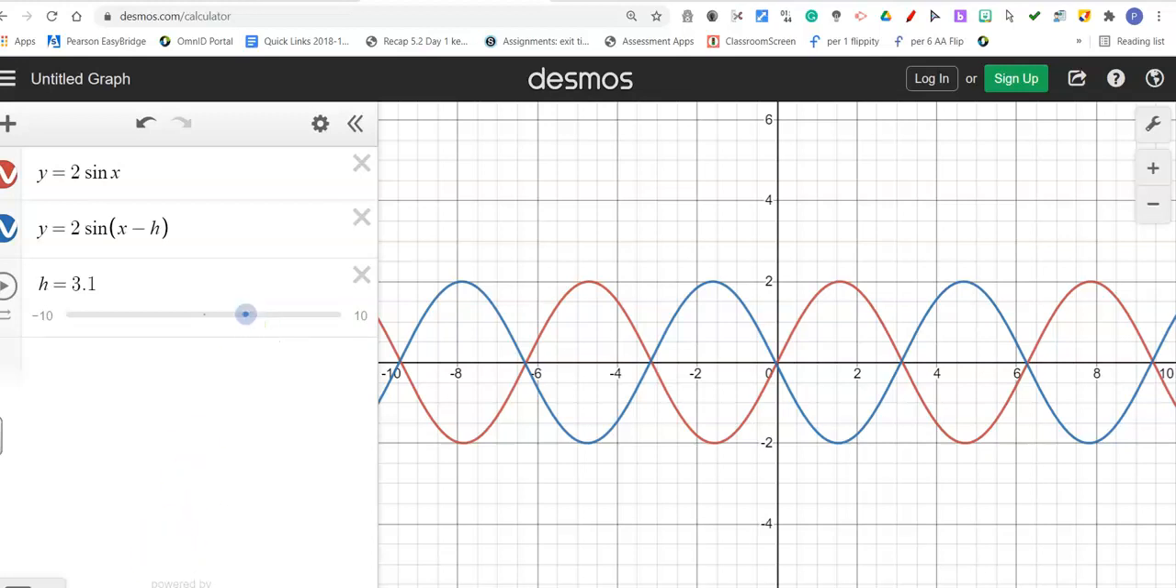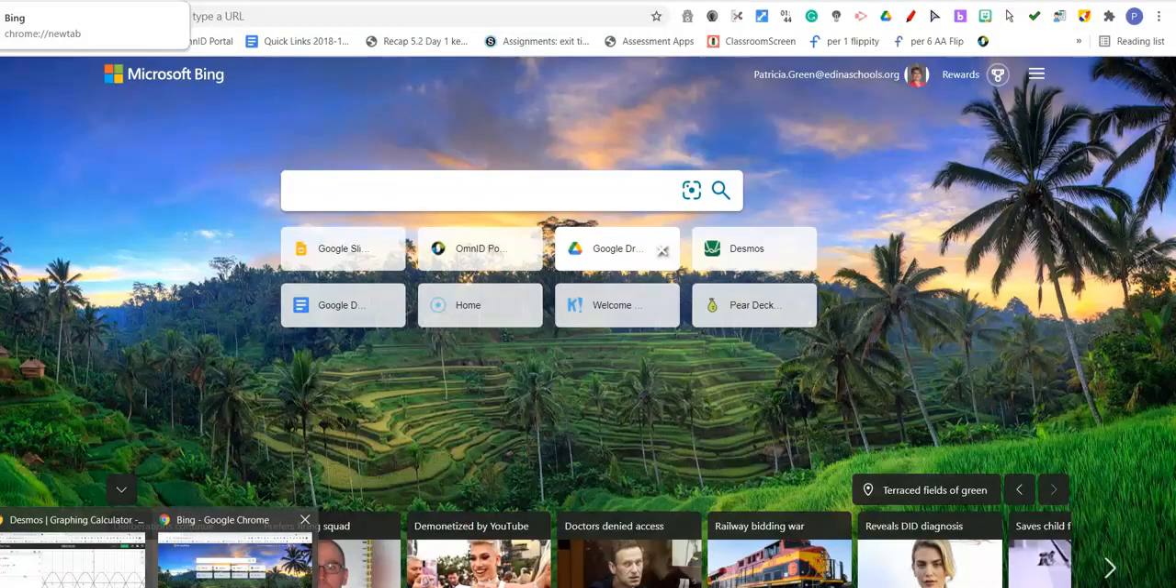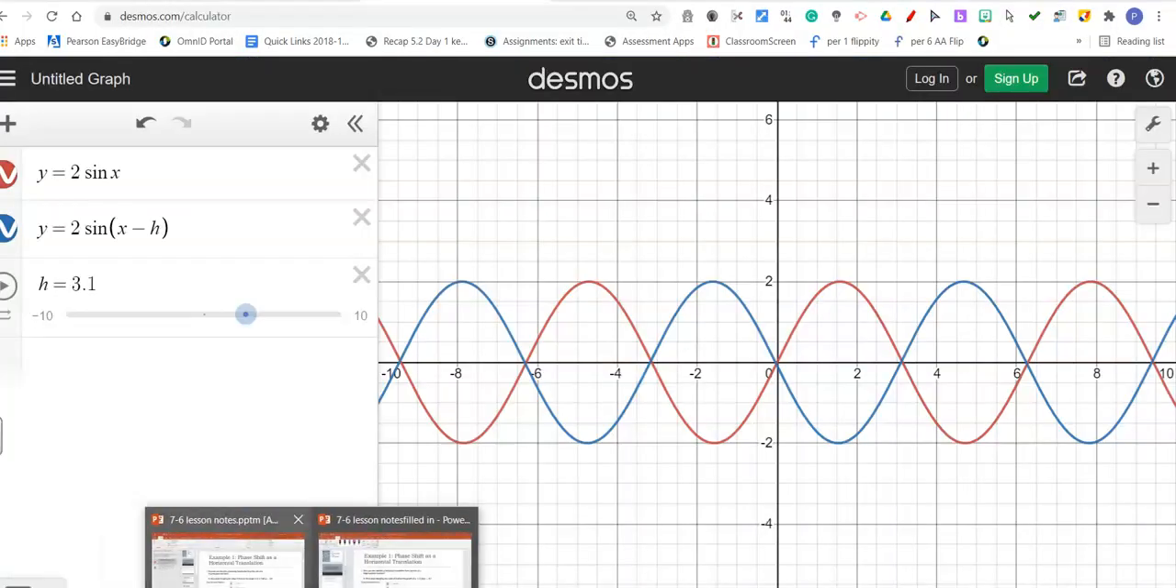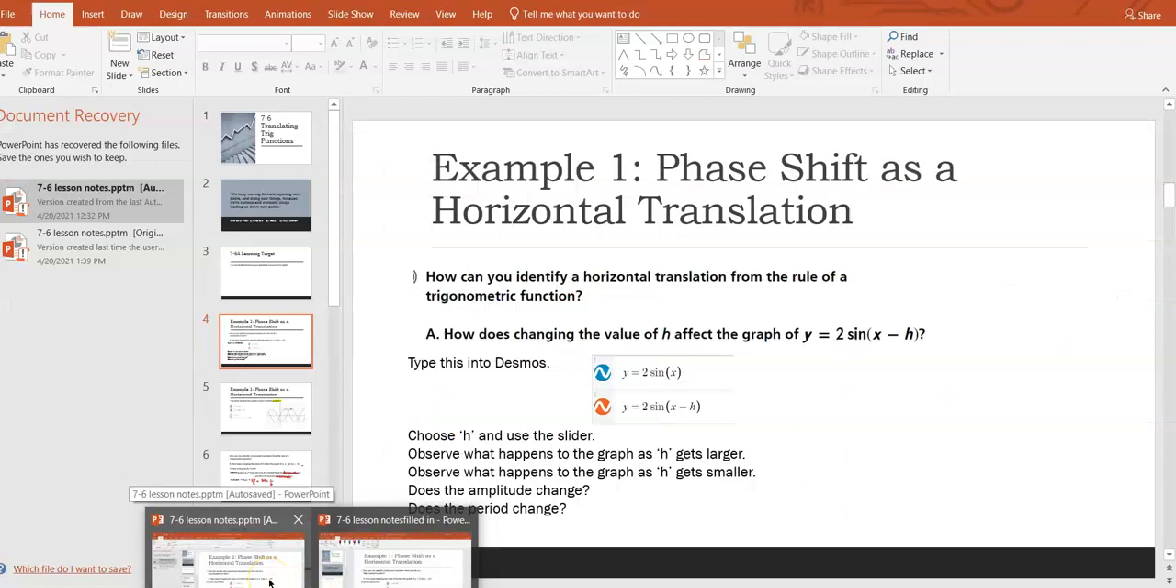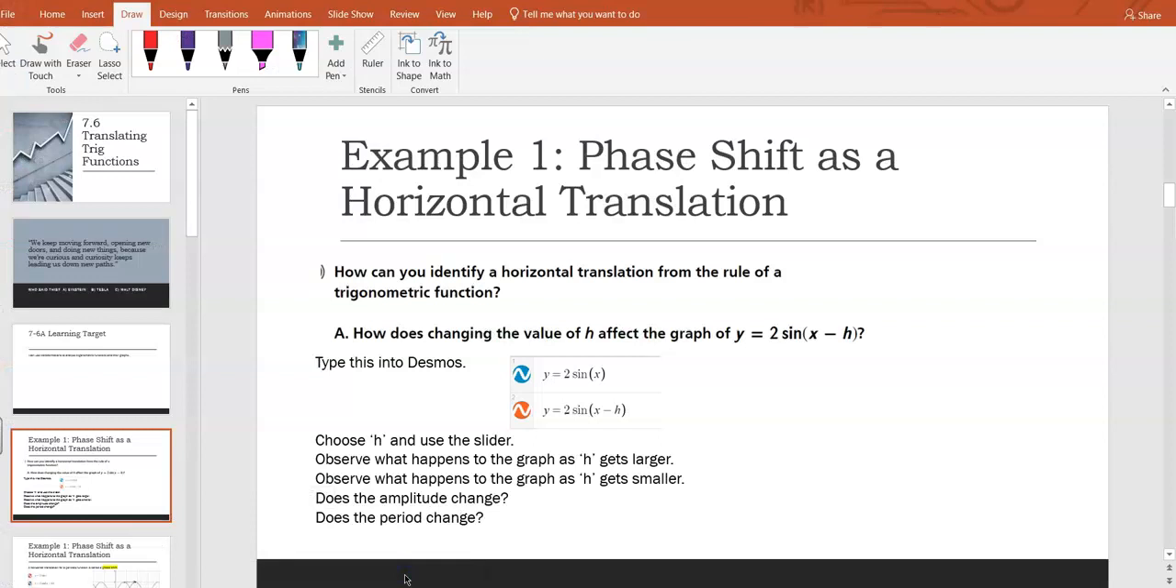All right, so take some notes there about what you observed. So what happens as the h got larger, it moved to the right, and as h got smaller, it moved to the left.